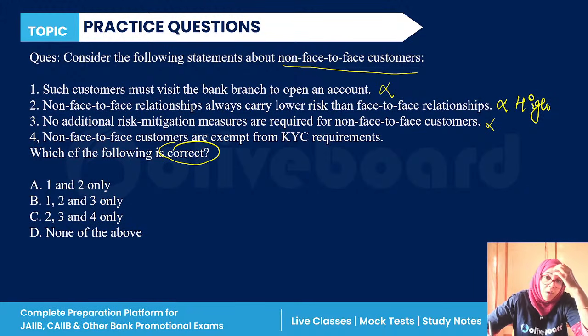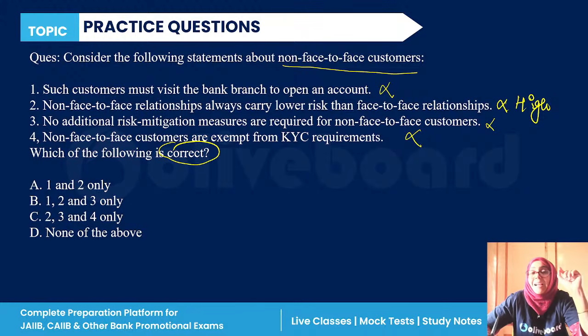So third is wrong. Fourth: non-face-to-face customers are exempted from the KYC requirement. Obviously not. No one is exempted from the KYC requirement. No one. Whether face-to-face customer or non-face-to-face customer, everyone has to go through the KYC requirement.